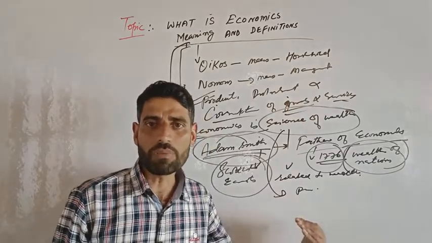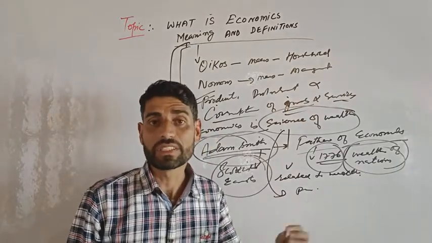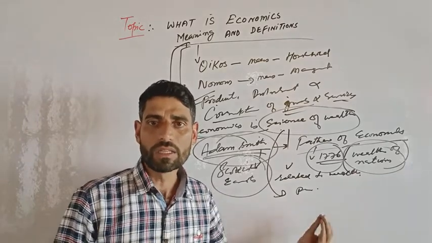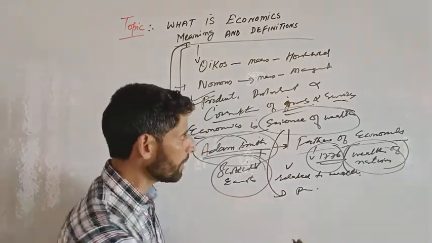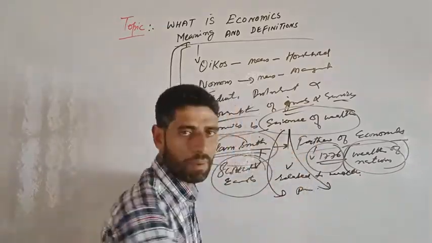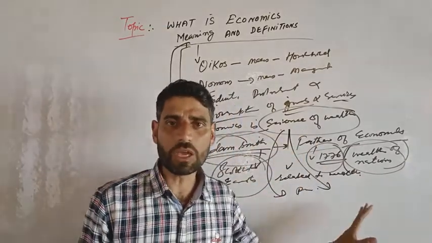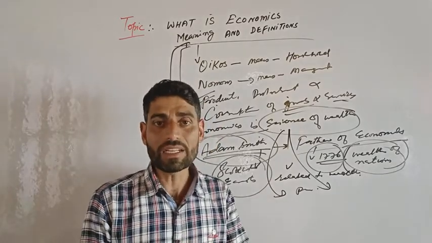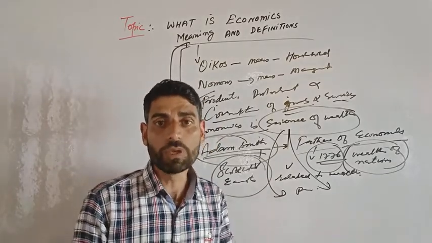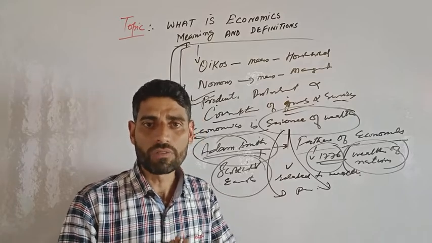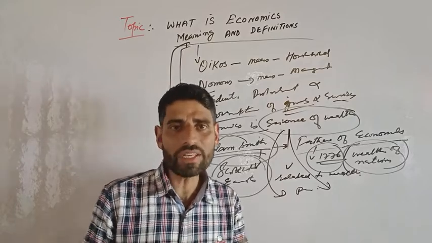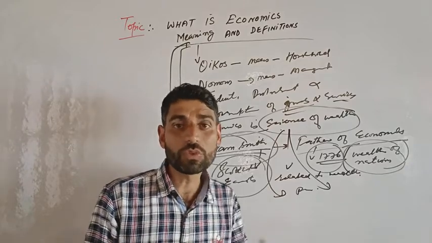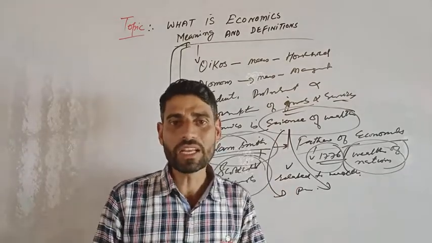Clear? The problem with this definition is that it did not talk about the people who had no wealth. There is a problem with this definition. It talks about only whom? Those who have wealth. It's not talking about those people who had no wealth. So having wealth and not having wealth divides society into two classes: rich and poor. Clear?